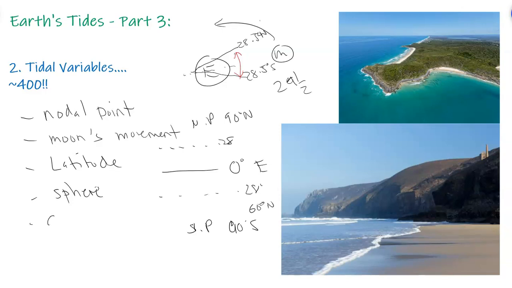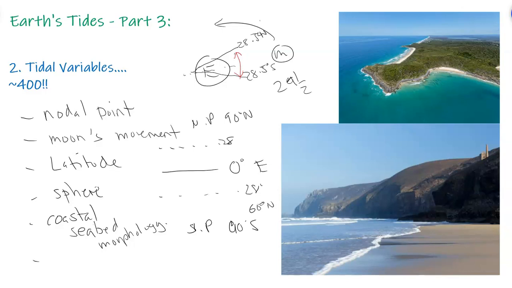Then you have the coastal seabed morphology. Okay, the depth, the gradient, the slope, features. Is it a gentle slope? Is it a steep slope? That is also going to affect the tides as well.